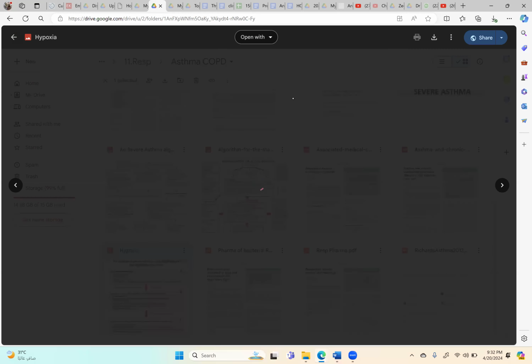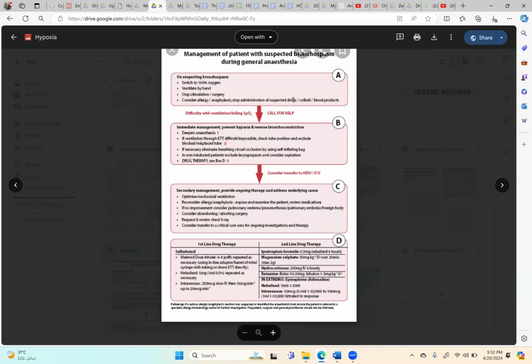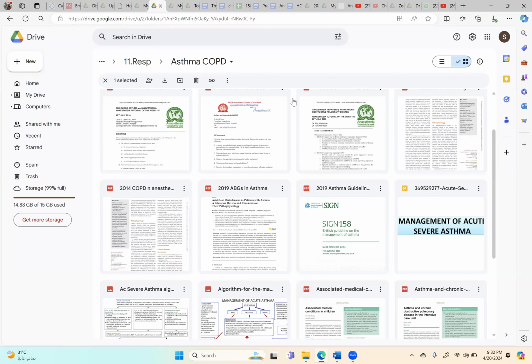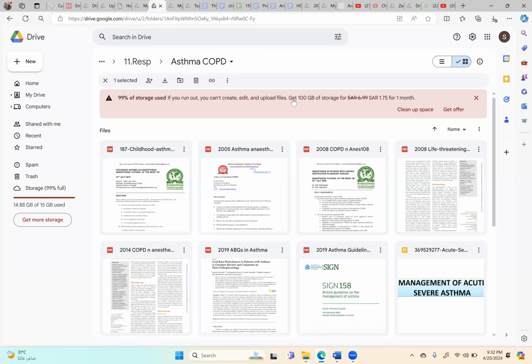This is what I discussed with you, the hypoxia management. You can have a look here. If nothing is working, the last resort will be ECMO. Okay, don't forget to think about it.